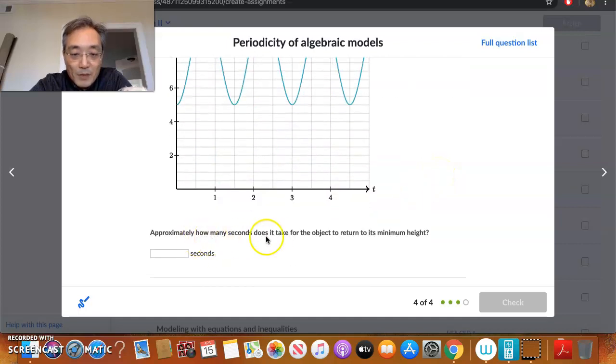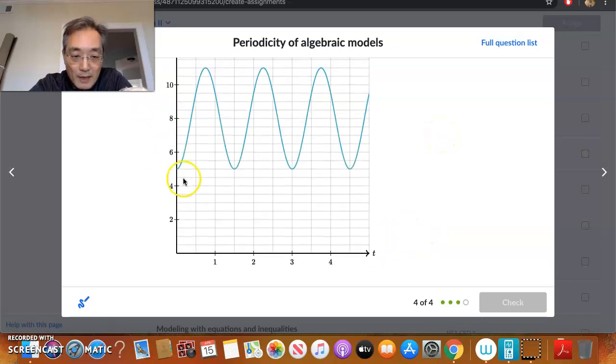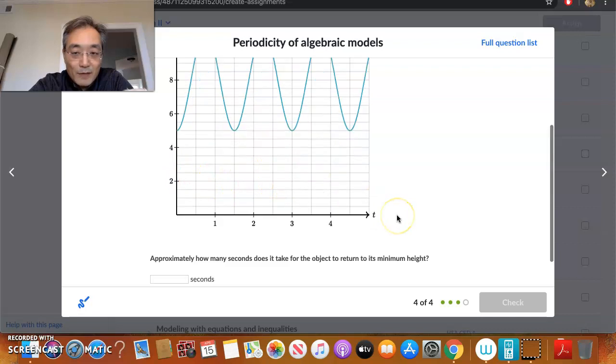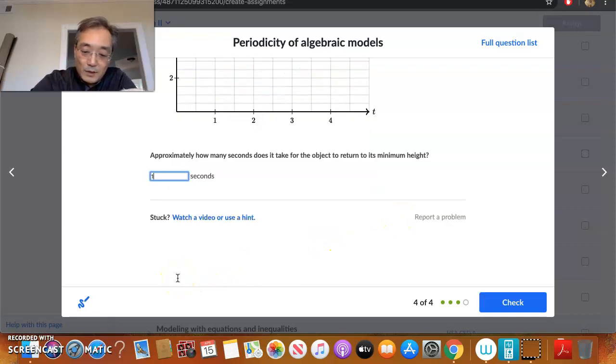Okay, so it says, approximately how many seconds does it take for the object to return to its minimum height? So again, what's the period they're asking? How long does it take to get from here to here? And we can see clearly that this is marked off by half seconds. So half, 1, 1.5. So it takes 1.5 seconds for this spring at minimum height to go up to maximum height and then come back down to minimum height. And this is the period, which is 1.5. Okay, so it's 1.5.